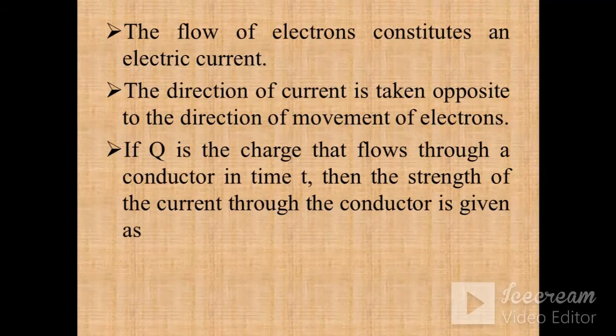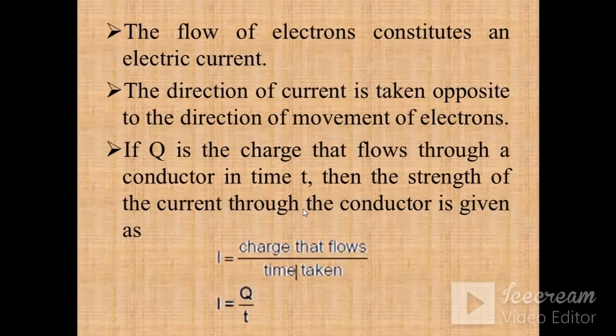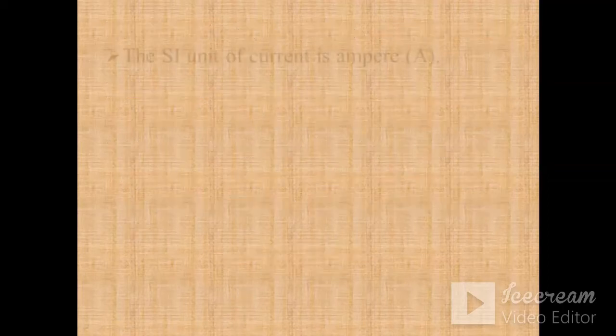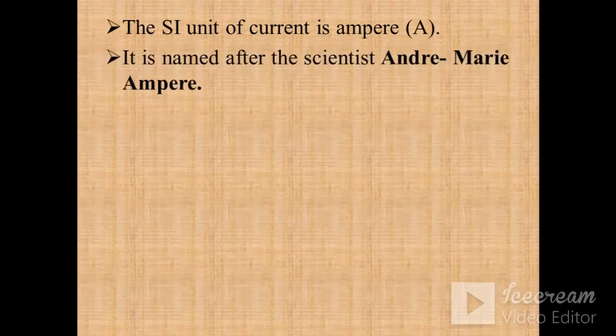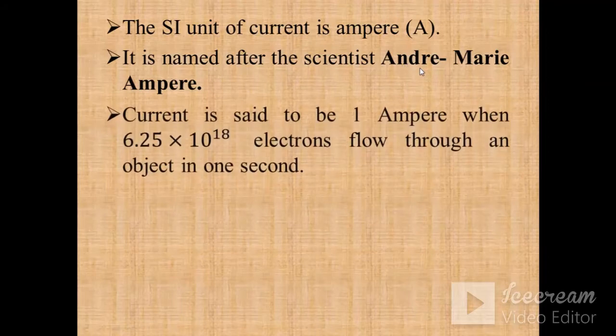Now, let Q be the charge that flows through a conductor in time t. Then the strength of current through the conductor is given as I equals the charge that flows upon the time taken, that is I = Q/t, where Q is the charge that is flowing through the conductor and t is the time during which the charge is flowing. The SI unit of current is ampere, and it is named after the scientist Andre Marie Ampere.